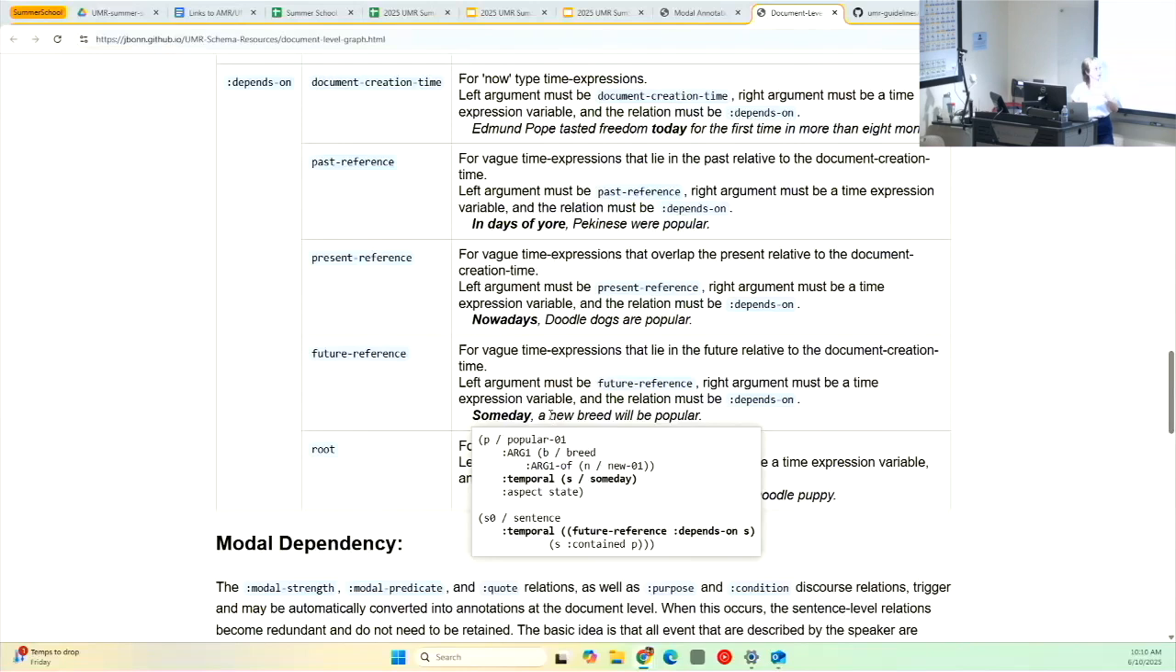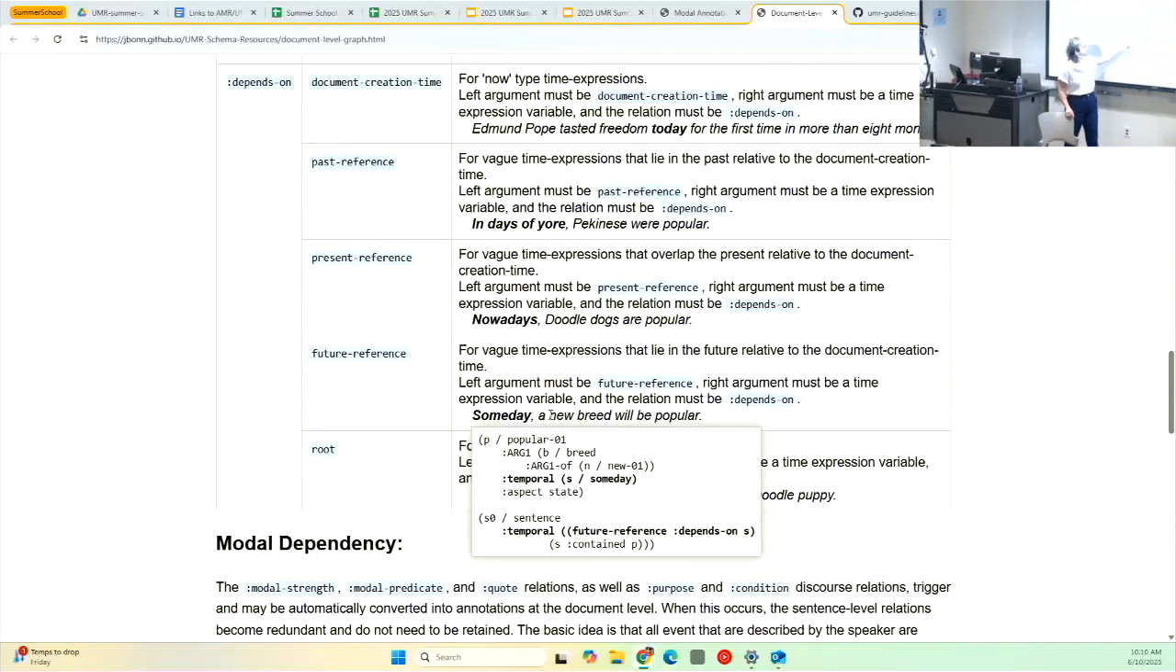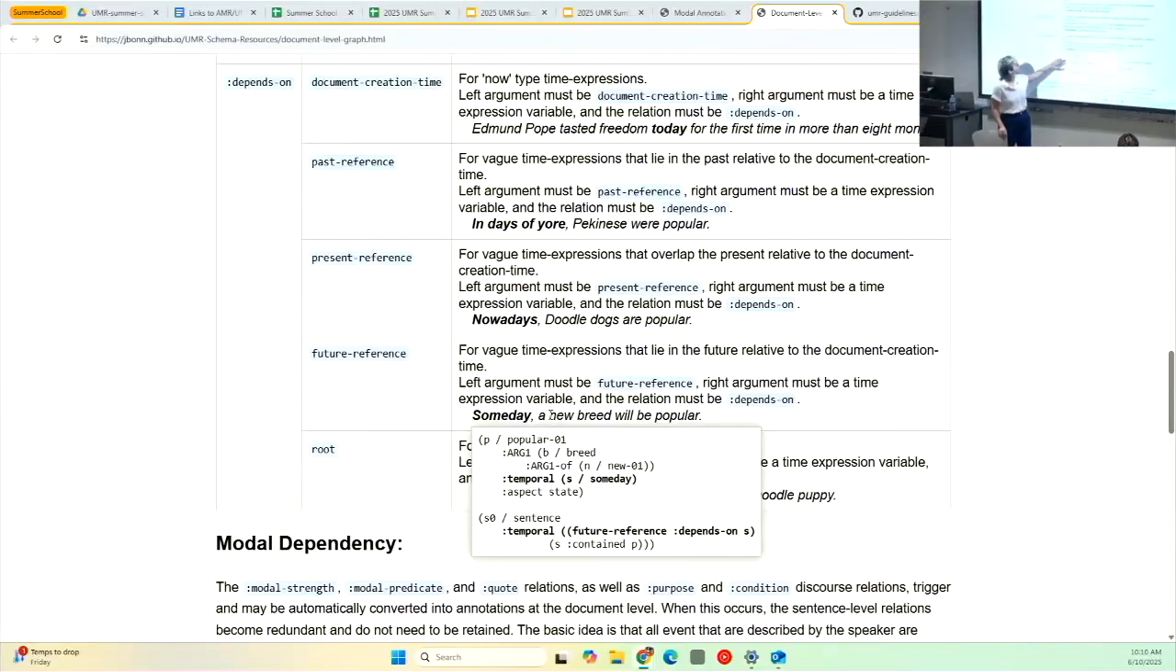And then, in this phrase, "someday a new bridge will be popular," the popularity is linked to someday just through this general temporal relation with the sentence level.